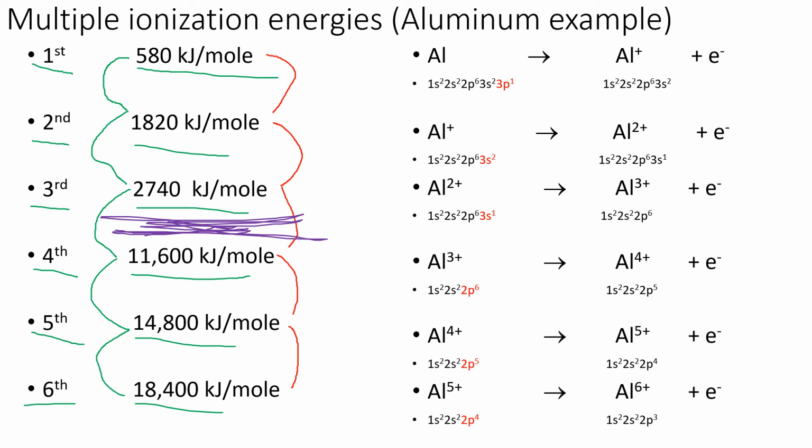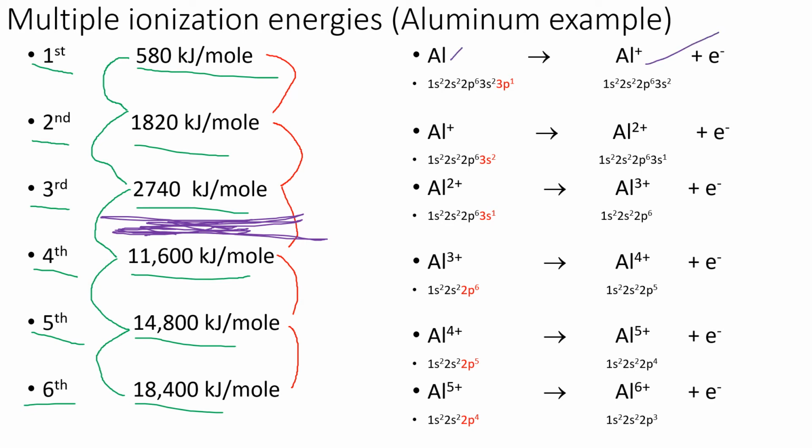I have some okay to moderate size increases, but I'm looking at this one really big increase between the third and the fourth ionization energies. That's going to tell a really important story. So we want to talk through what that's actually telling us. Now we're looking at the right-hand part of this slide. And here we're going through the process of what's happening along with the electron configuration. So this 580, what does that refer to? Well, that's referring to aluminum losing an electron.